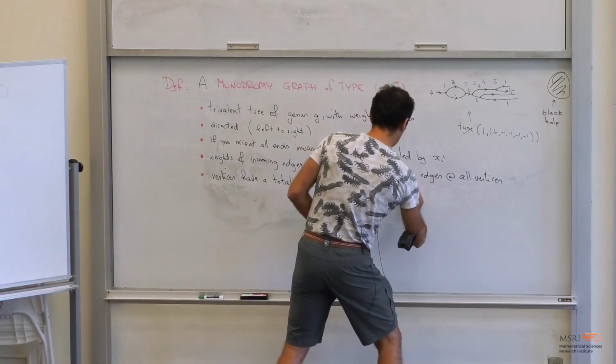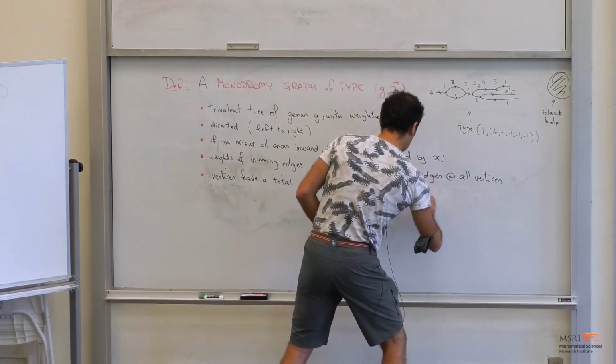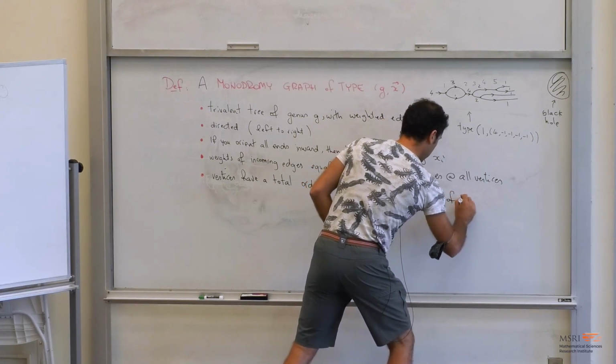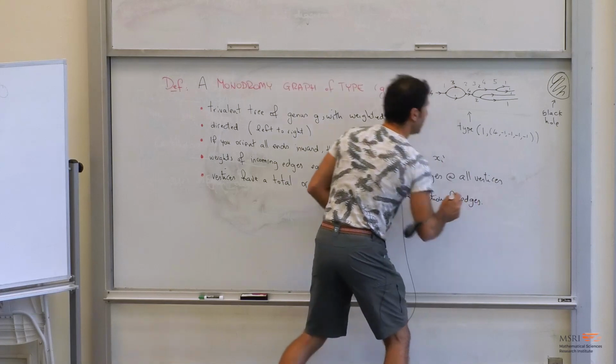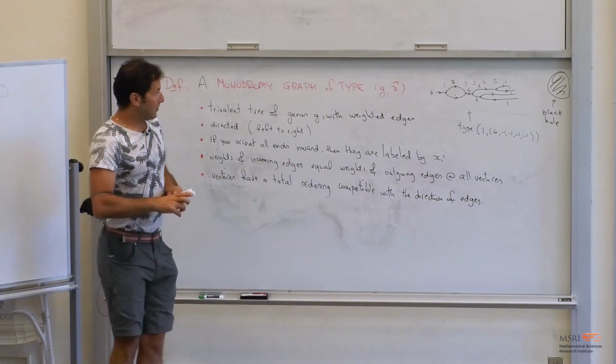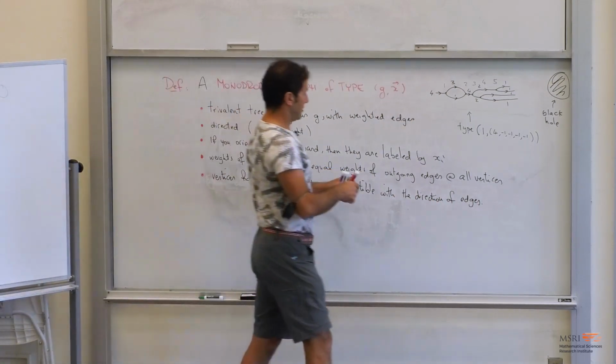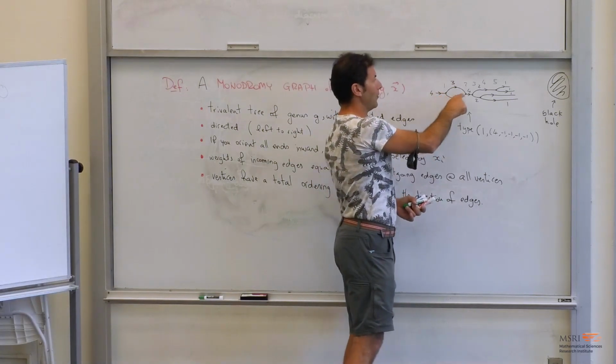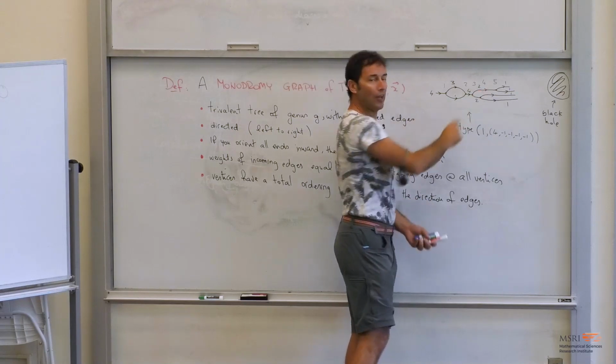Compatible with the direction of the edges. By this I mean that this ordering of the vertices, which I've drawn in green here, with this first vertex, second vertex, third vertex, fourth and fifth, right?